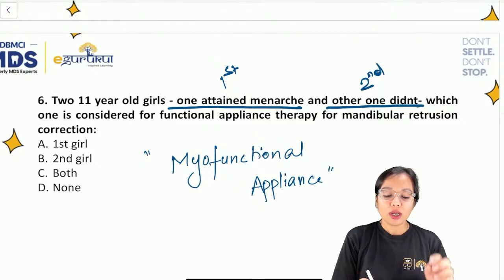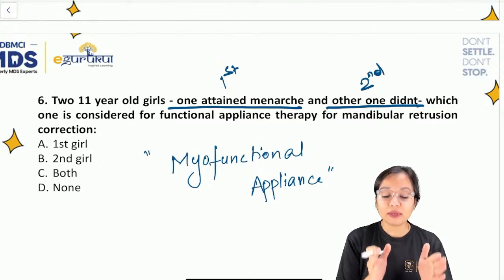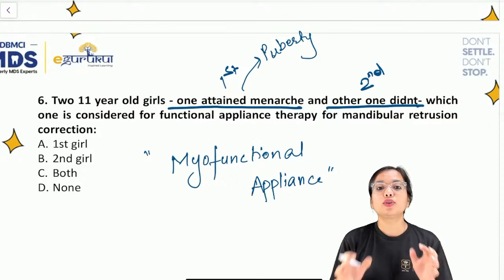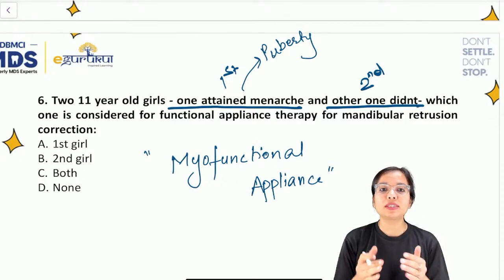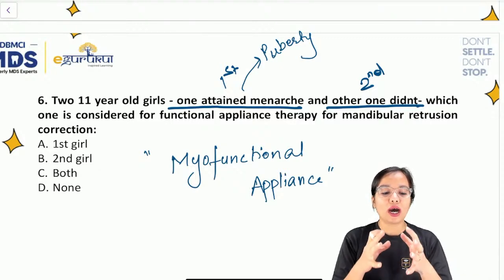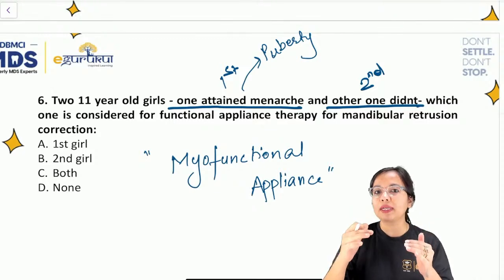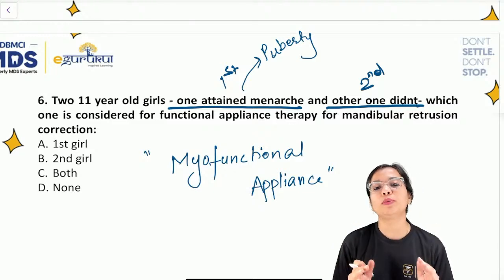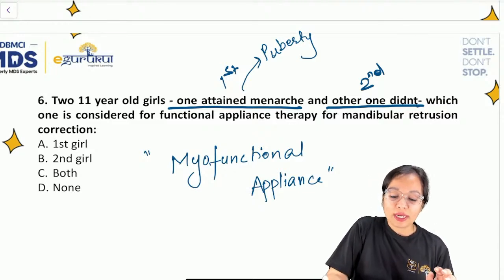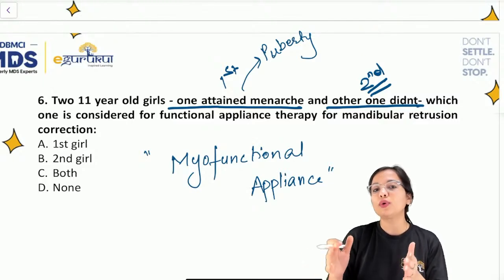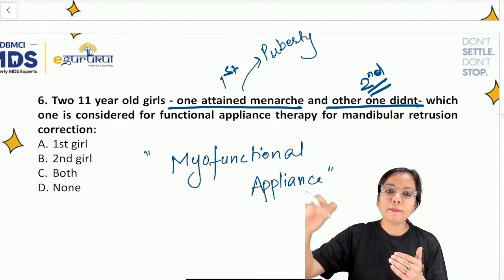Now, the one that has attained the menarche, that means there is puberty. The puberty has been attained in this particular child. So now that the puberty has been attained, that means the growing phase of that child is very, very less. After puberty, the growth pattern almost becomes stagnant. There is very slow to no growth after the puberty has been attained. Whereas the one that has not attained menarche, there is a lot of time still remaining where you can use the growth or the growing pattern of the child.